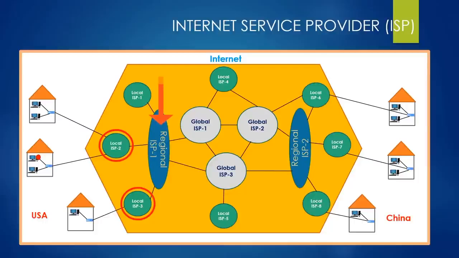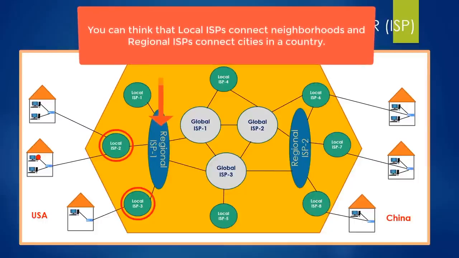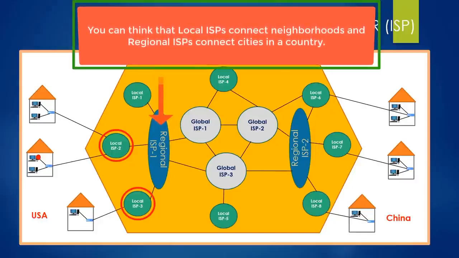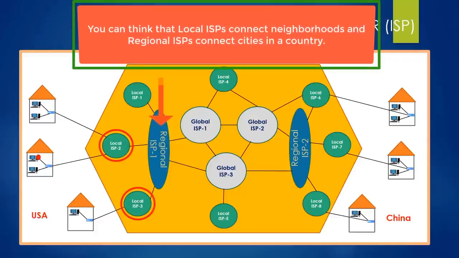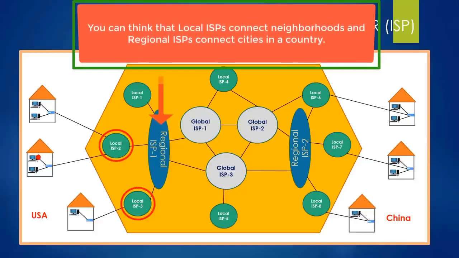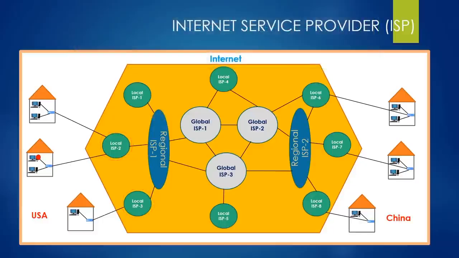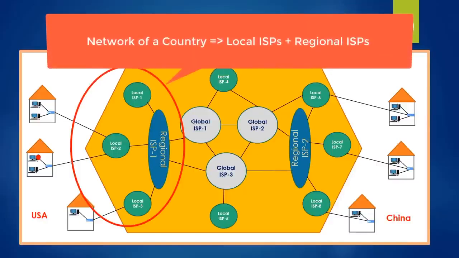As a matter of fact, you can think of local ISPs connect neighborhoods and regional ISPs connect cities in a country. It's that simple. I want to repeat this again. You can think of local ISPs connect neighborhoods or small areas and regional ISPs connect cities in a country. Okay? Meanwhile, there is one regional ISP in this simplified model we use, but in real life, a country can have many regional ISPs, and all local ISPs and regional ISPs combine in order to create the network of a country.